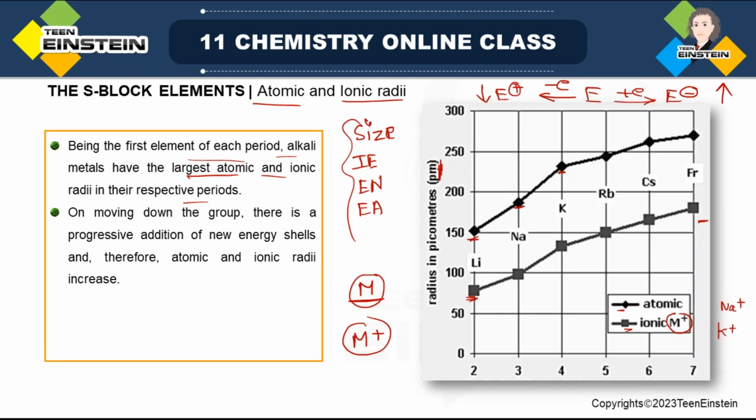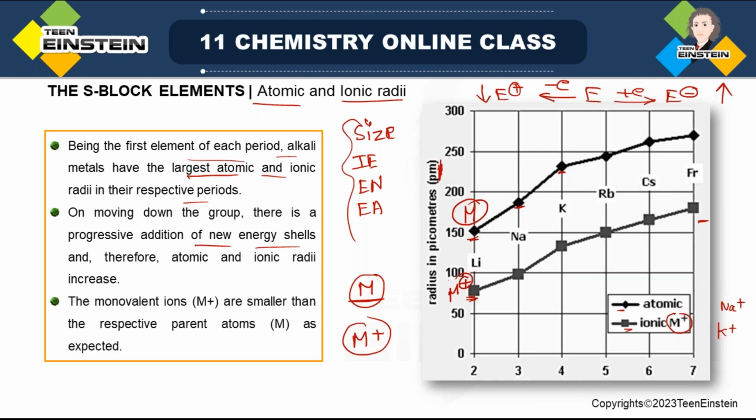Now what about when you are moving down the group? There is a progressive addition of new energy shells. So the principal quantum number is increasing. There is one new energy shell added. So obviously both atomic and ionic radii will increase, and that is the reason in this graph you can see, whether you take M plus, so this line is for M plus and this line is for M, in both cases down the group there is an increase, and that is expected because of the addition of an extra shell. And monovalent ions are smaller than the respective parent atom, and that is expected. Size is higher for M.